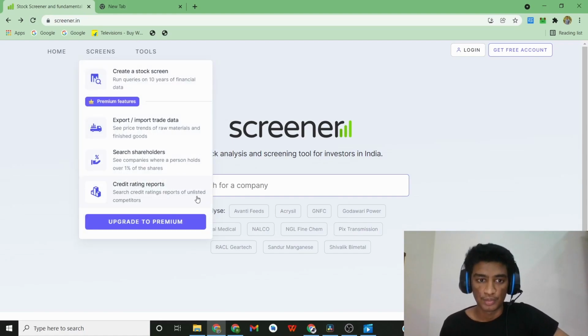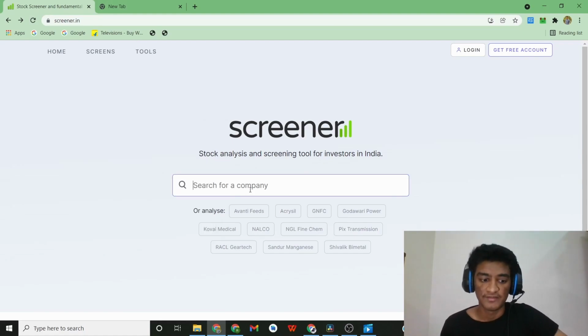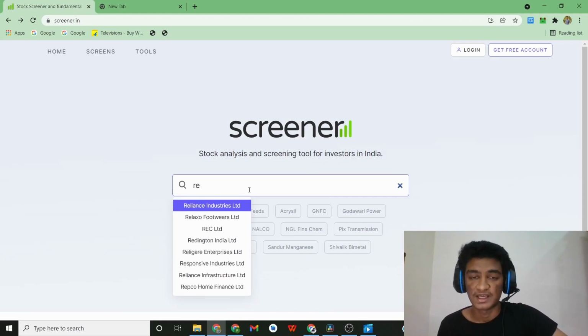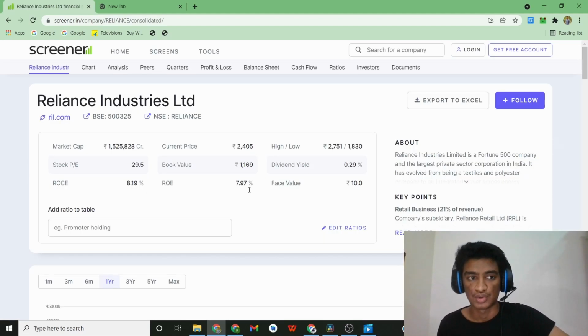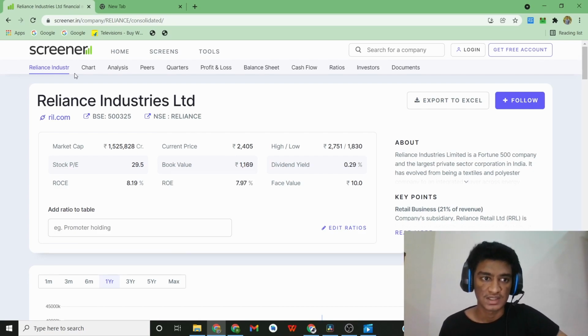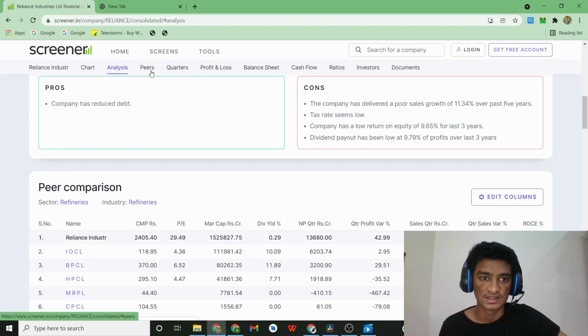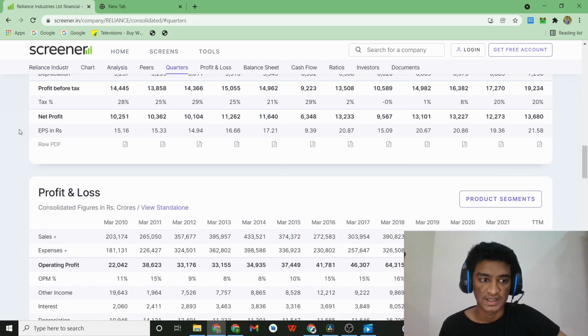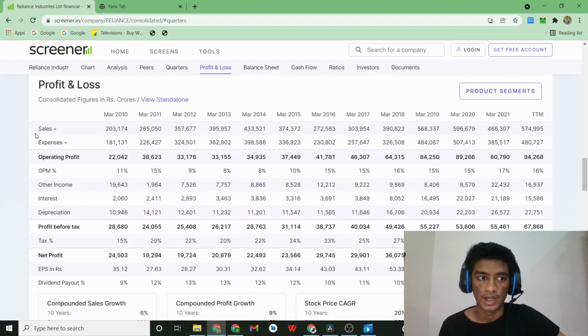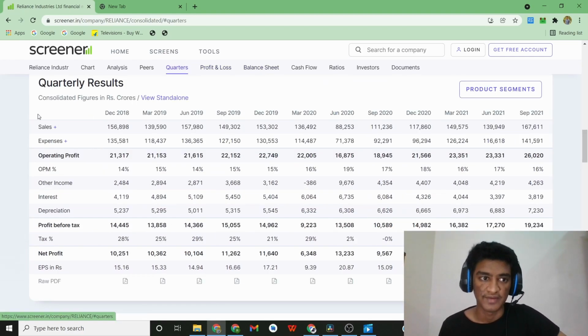Your first step is to go to this website called screener.in. And once you land on the home page, you will see a search box here where you can search for the company that you want to analyze. So say, for example, I'll be explaining about Reliance Industries. So I go to Reliance Industries, and once you land on this page, you will see on the navigation bar, you have multiple buttons like chart, analysis, peers, quarters. You can also access them by scrolling. So you want to go to the quarters section where you can find the quarterly results section.